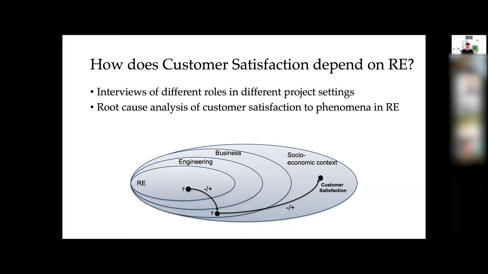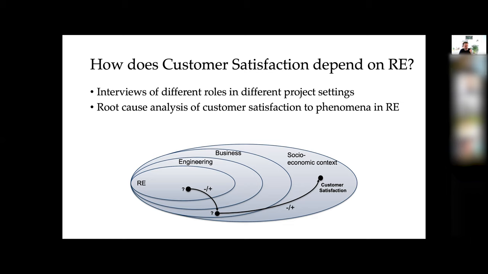We did check for any root cause that a positive or a negative customer satisfaction might have and try to trace the whole path back to find if there are any phenomena in requirements engineering that might contribute positively or negatively to customer satisfaction. So for example, we interviewed the product manager, because the product manager was the one to talk with the customer, and asked her, can you give us any examples for a positive or a negative customer satisfaction from the past?